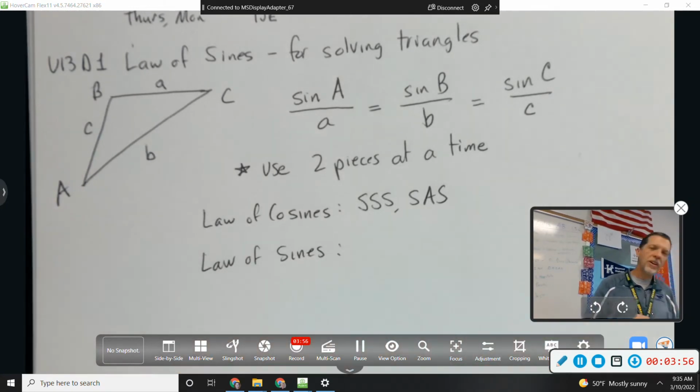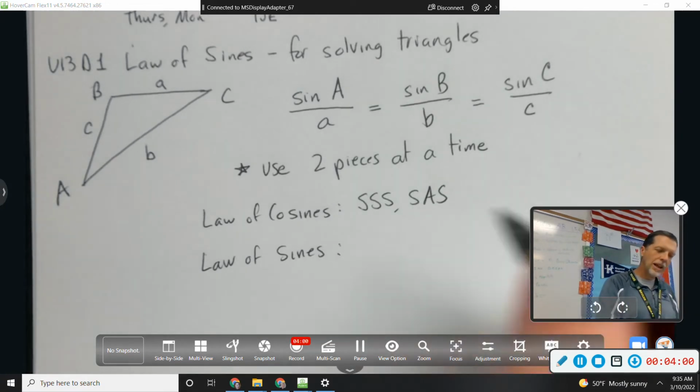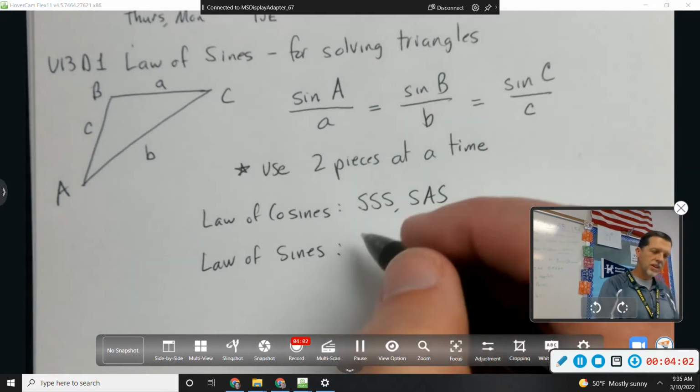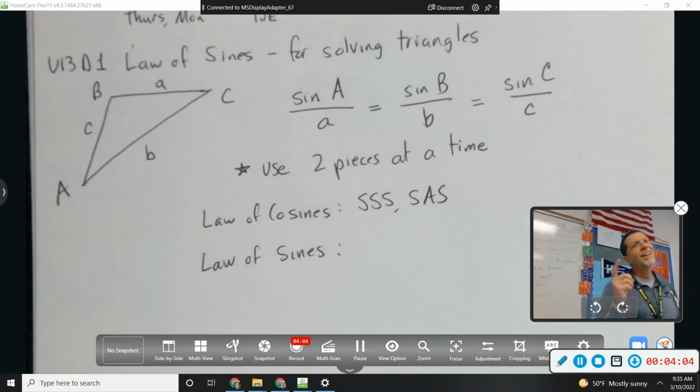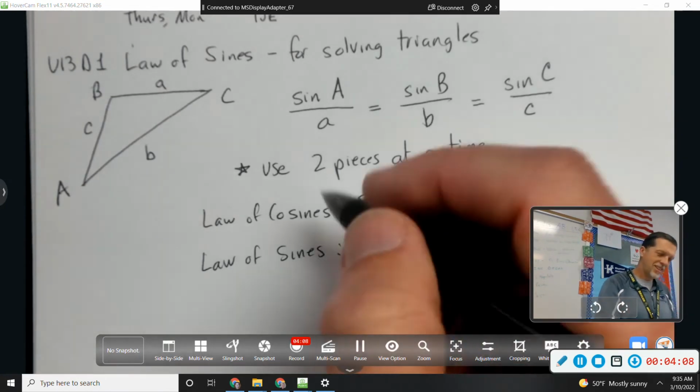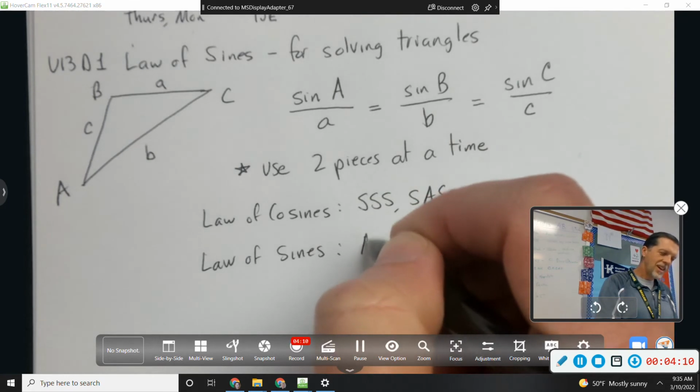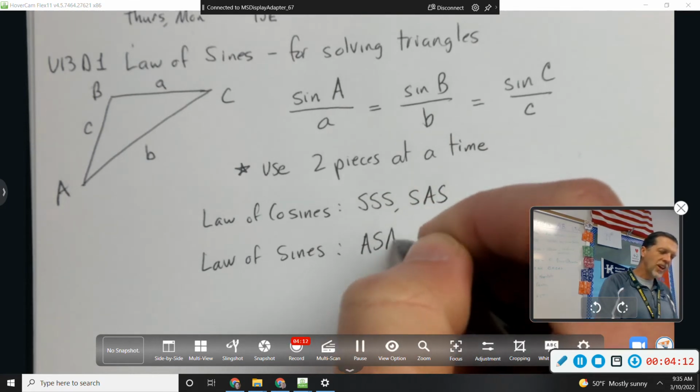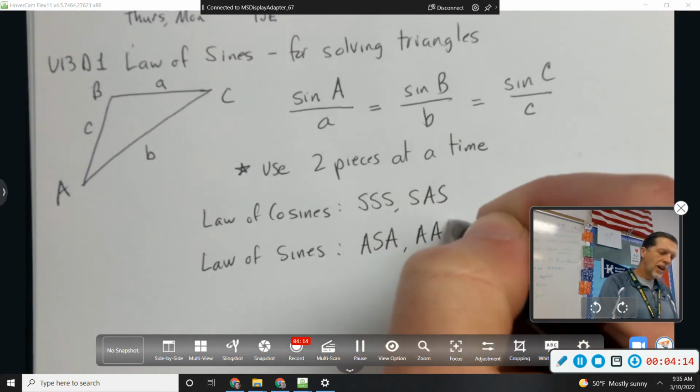Do you remember the other combinations of letters that you were allowed to use? That's the one you can't use, right? Because that one makes a bad word. So angle, side, angle, angle, angle, side.